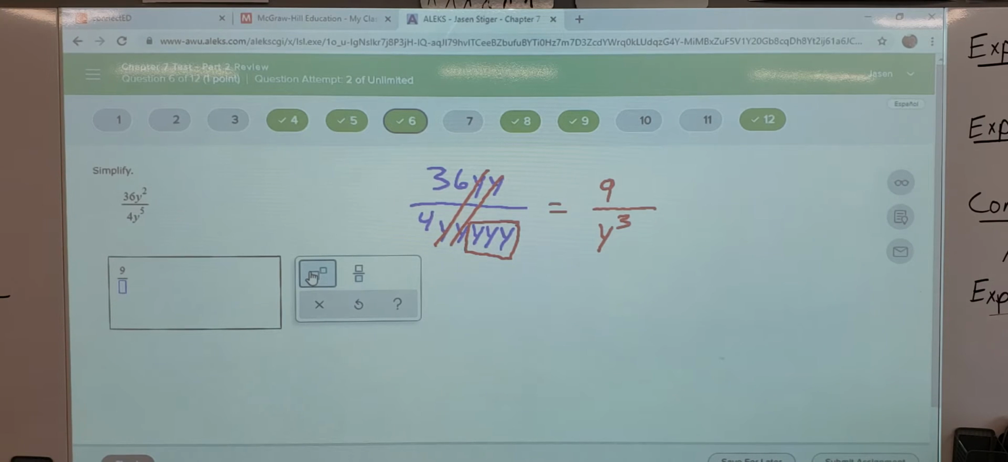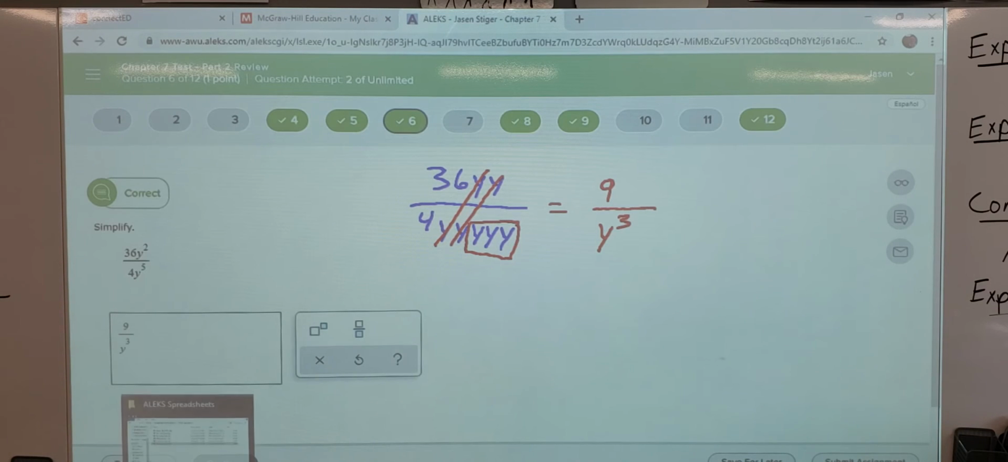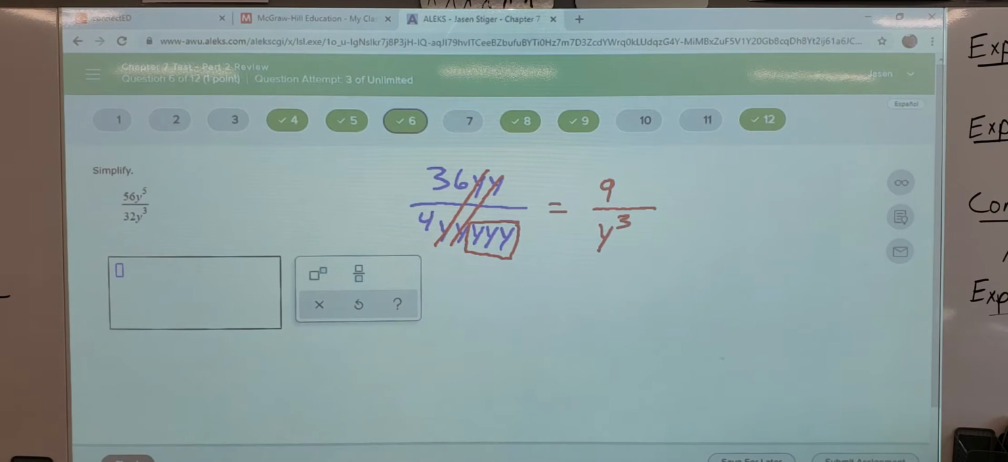Oops. Y, come on. Go keyboard. Y to the third, and then you hit check, and I'm right. And then what you guys want to do is try another. Okay, so here's a bigger one.